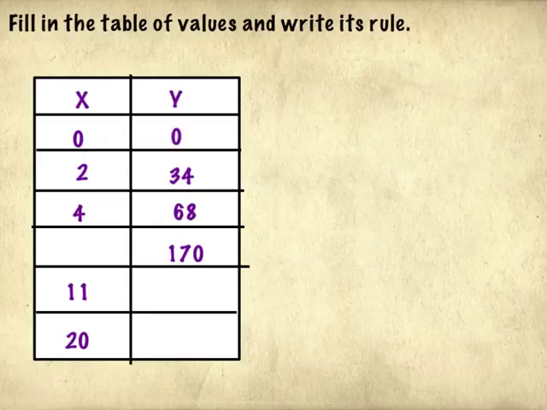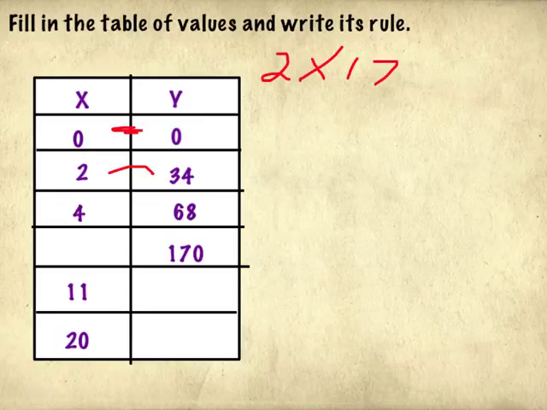So the big clue on this one is the 0. It's 0 for both x and y, which means that whatever I'm doing, I'm probably not going to do any subtraction or addition afterwards. I'm just going to do straight multiplication or division. So what can I do to 2 that would get me to 34? Well, I can do 2 times 17. That would equal 34. So let's see if times 17 works for this one.